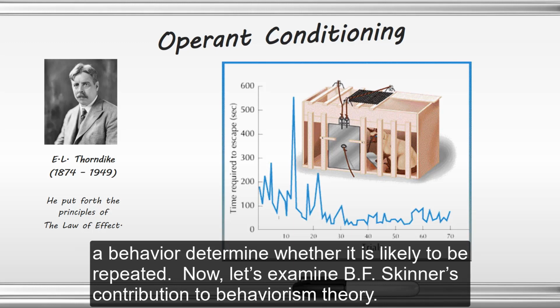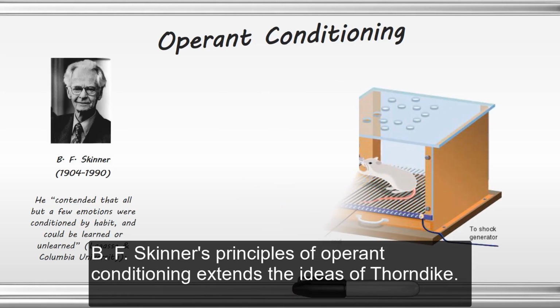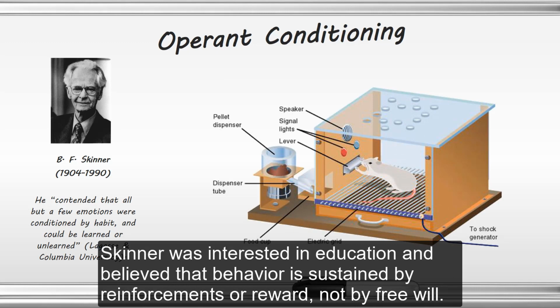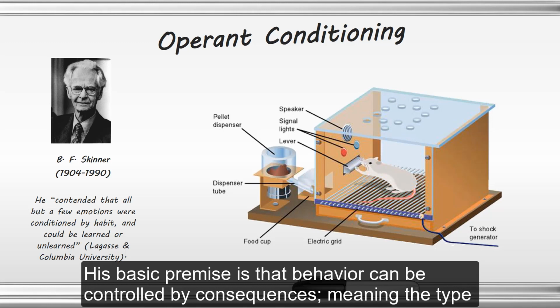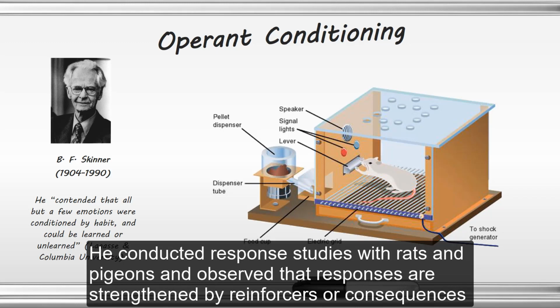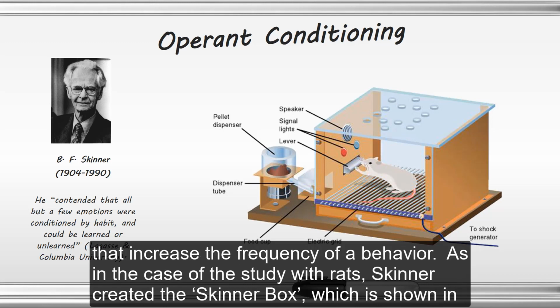Now let's examine B.F. Skinner's contribution to behaviorism theory. B.F. Skinner's principles of operant conditioning extend the ideas of Thorndike. Skinner was interested in education and believed that behavior is sustained by reinforcements or reward, not by free will. His basic premise is that behavior can be controlled by consequences, meaning the type of reinforcement the individual receives following the behavior. He conducted response studies with rats and pigeons and observed that responses are strengthened by reinforcers or consequences that increase the frequency of a behavior.